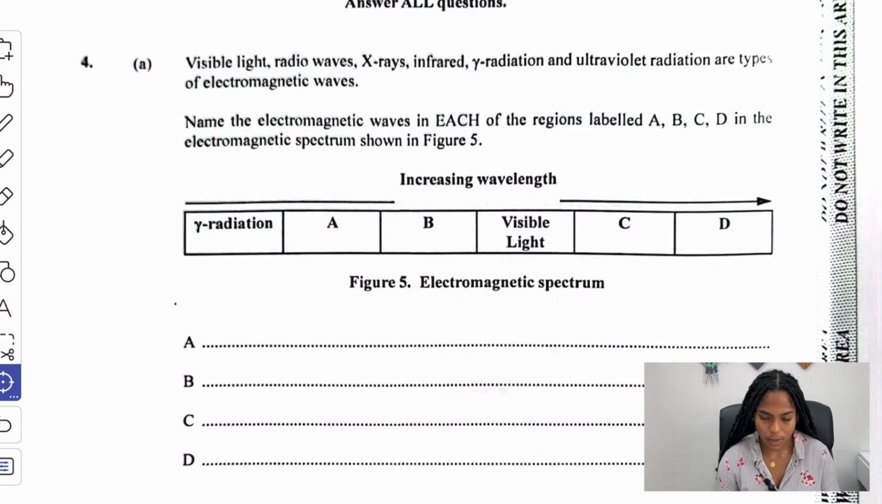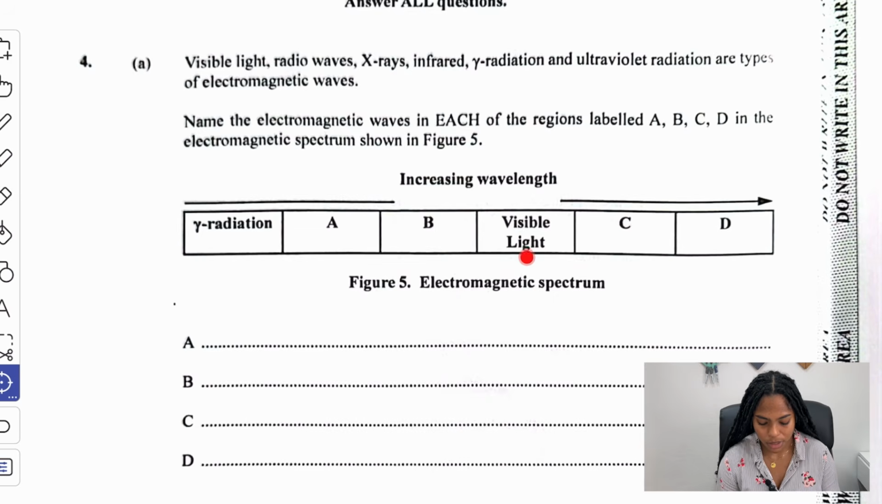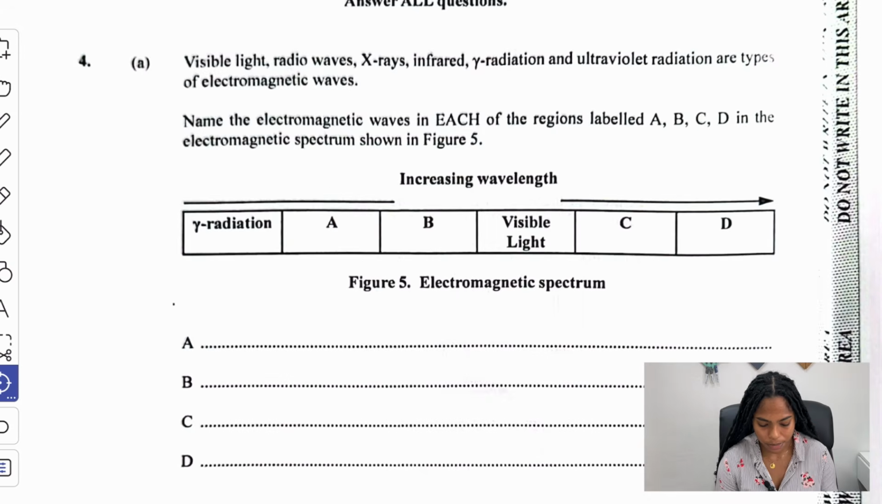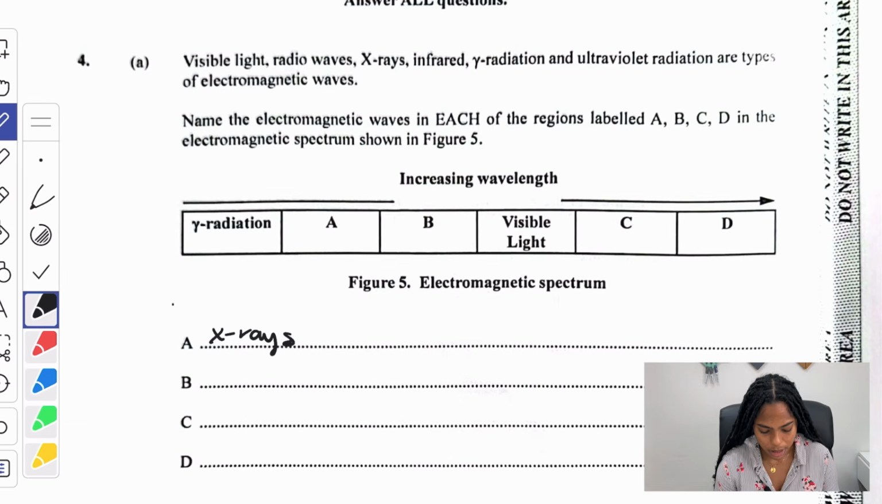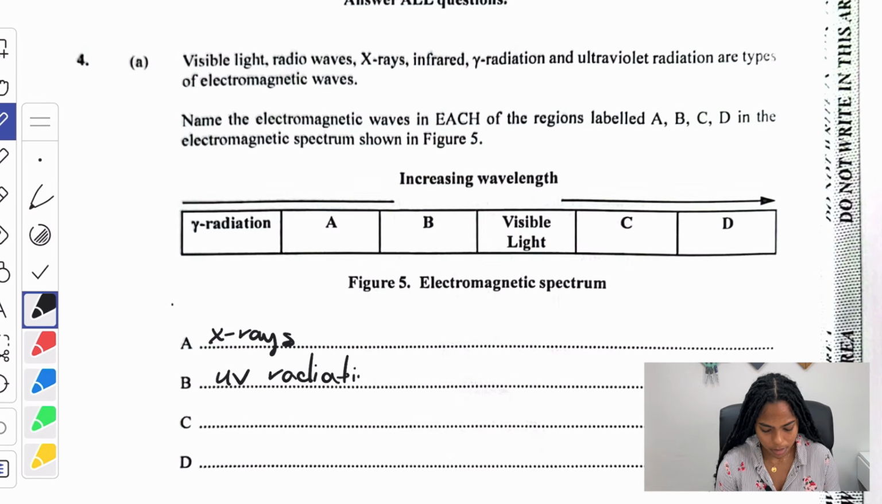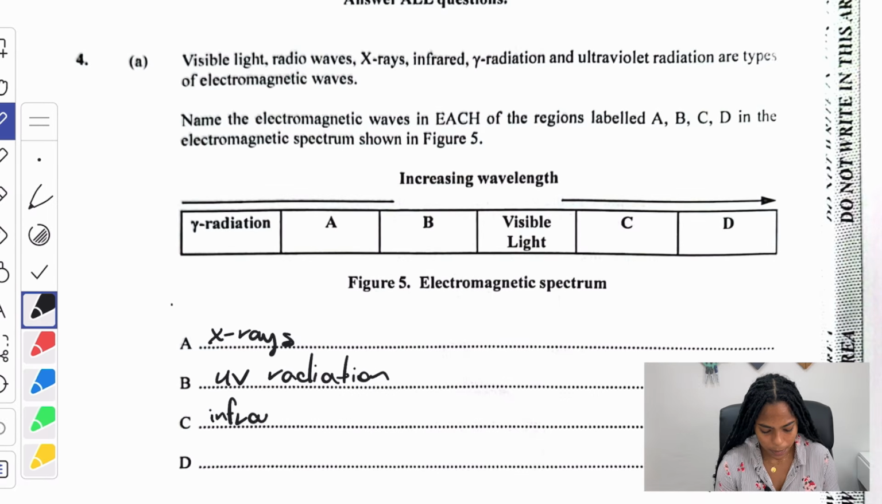So it means we're starting with radio waves, then we have microwaves, infrared radiation, visible light, UV radiation, and then X-rays, and finally gamma radiation. So A is X-rays, B is UV radiation. C is infrared radiation.